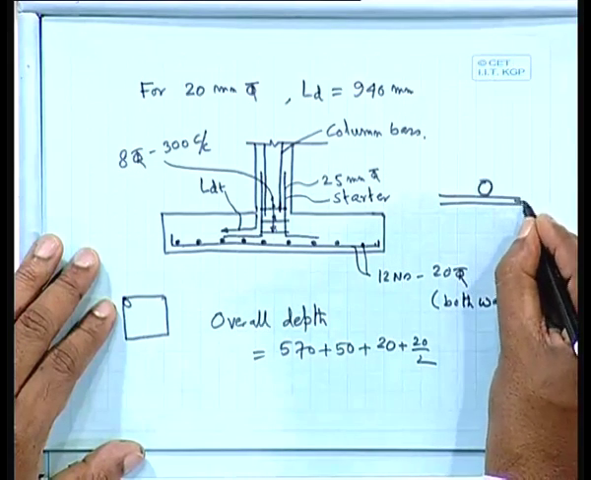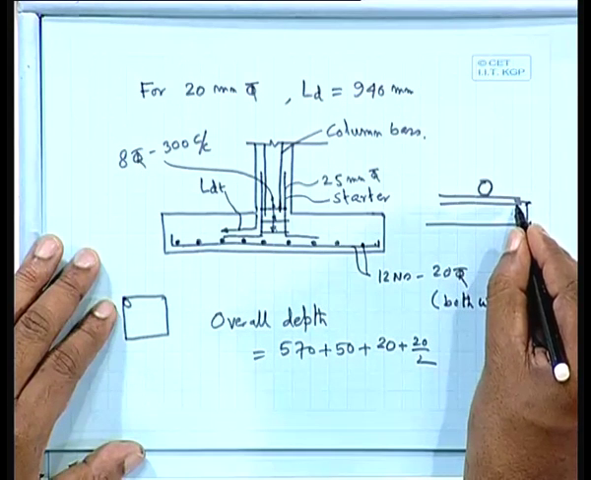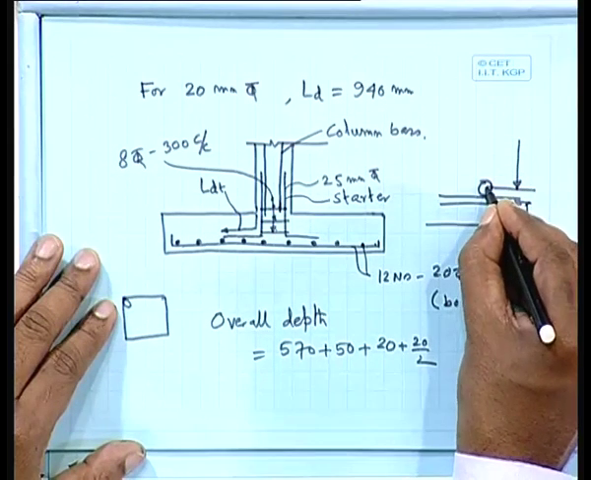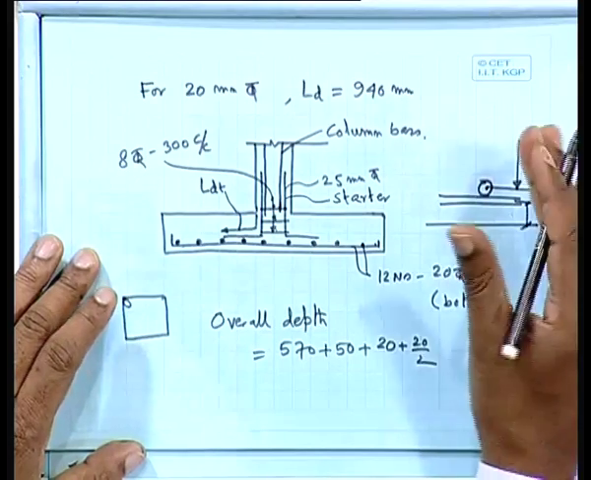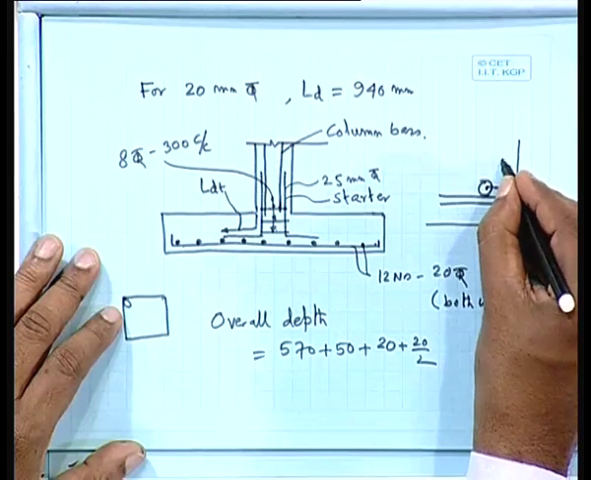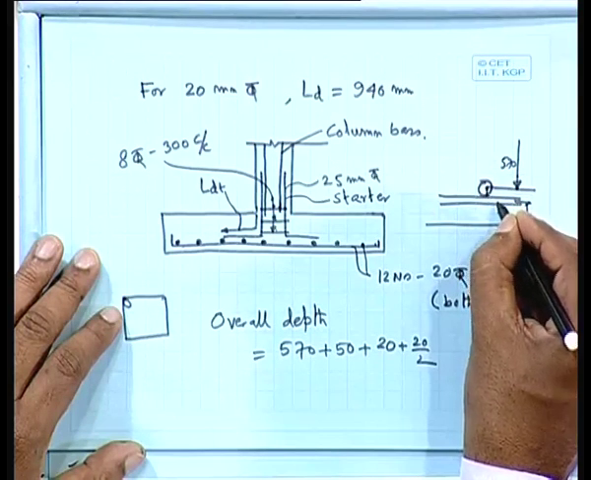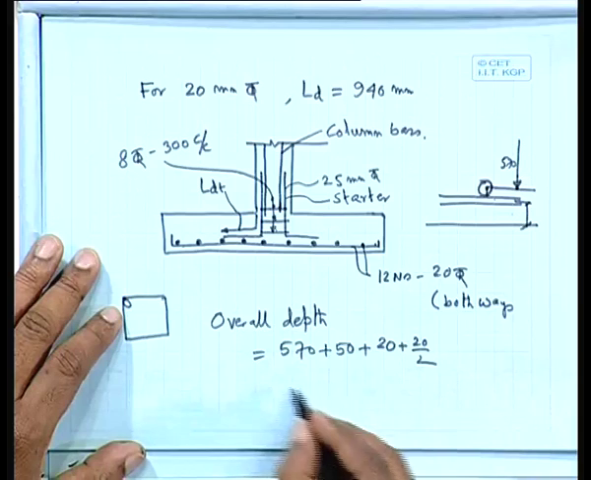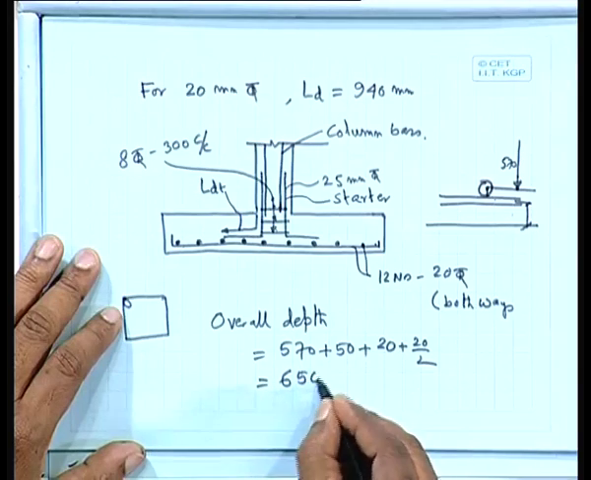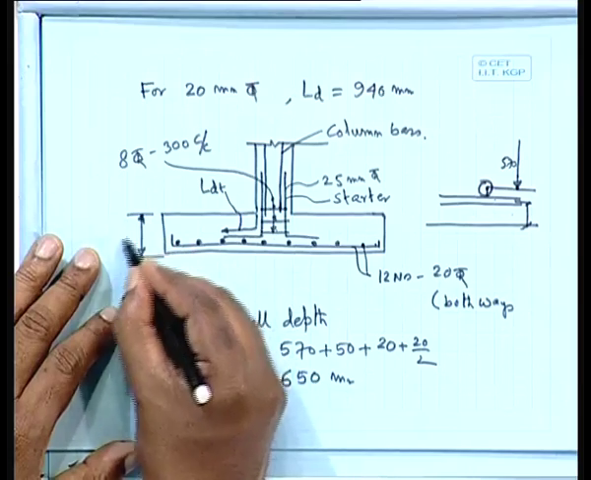So the center line of this one, and this is your clear cover. This length is equal to 50 plus 10, 60, but for effective depth we have to consider this one, because the other way also it may fail. That is why this is your effective depth. So 570 plus this 10, that is 20 by 2, plus 20 plus clear cover. We are getting 650 millimeter. So overall depth is 650.